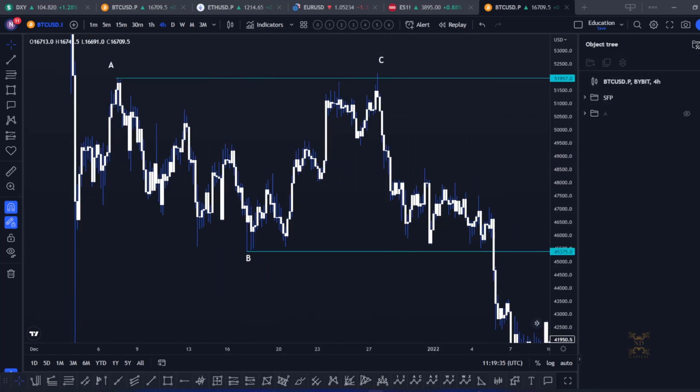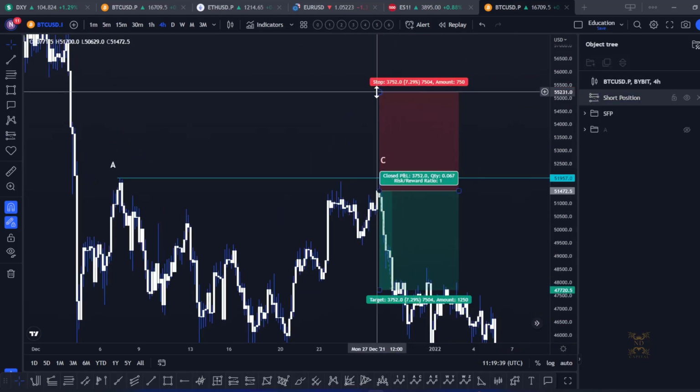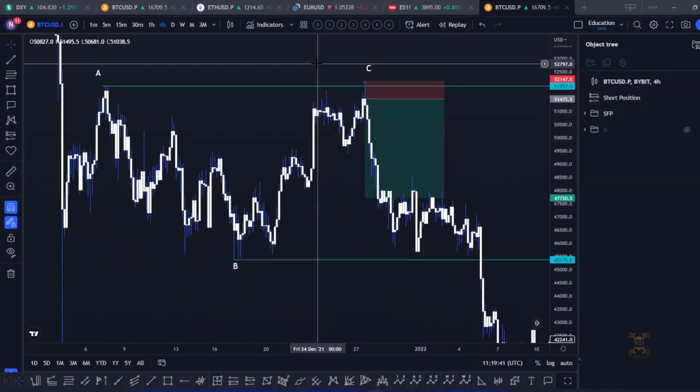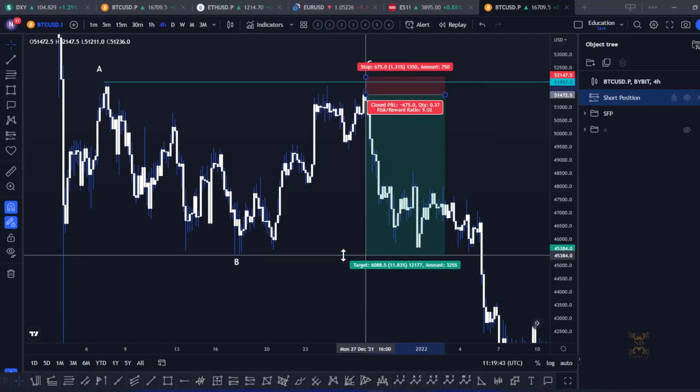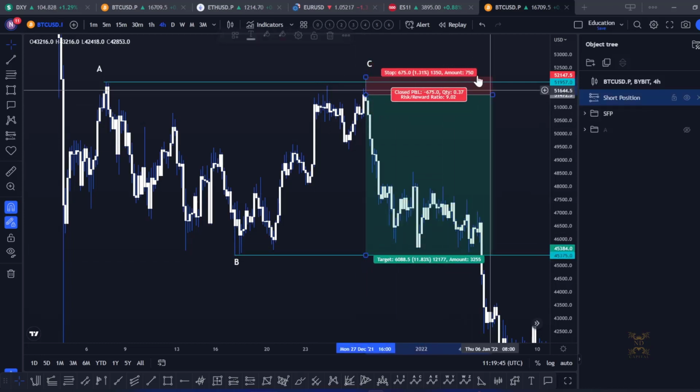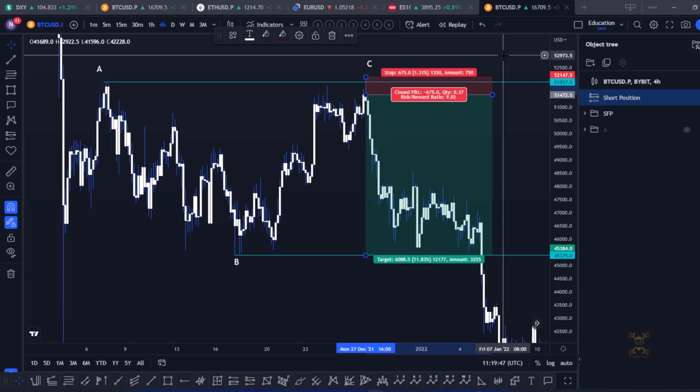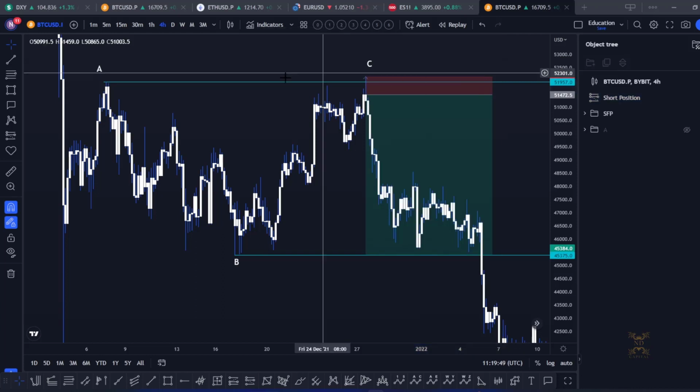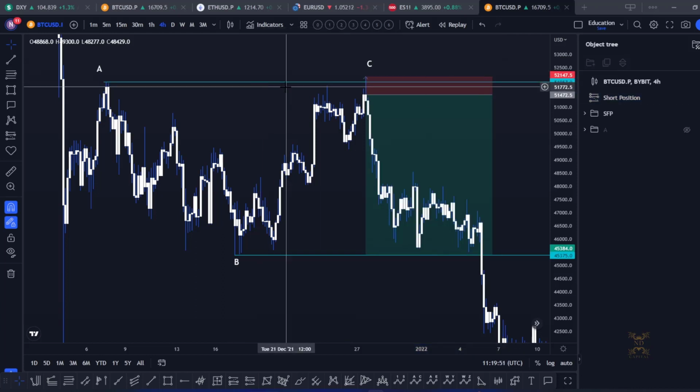Your overall target of this trade is point B. You're gonna be looking like this. Stops above the high. You can see the risk reward is extremely high. I'm saying again, if you're using the advanced techniques like open interest, delta, you can almost achieve 95-100% win rate with this type of strategy if you know what you're doing.